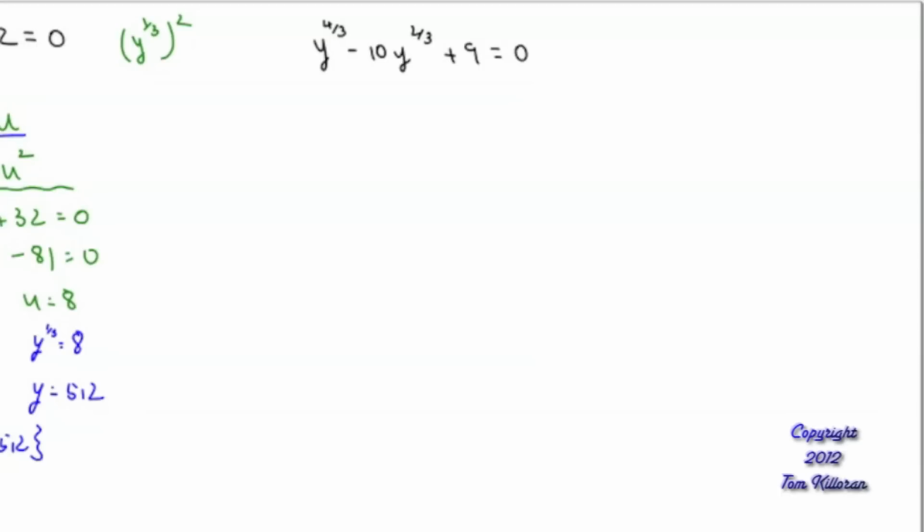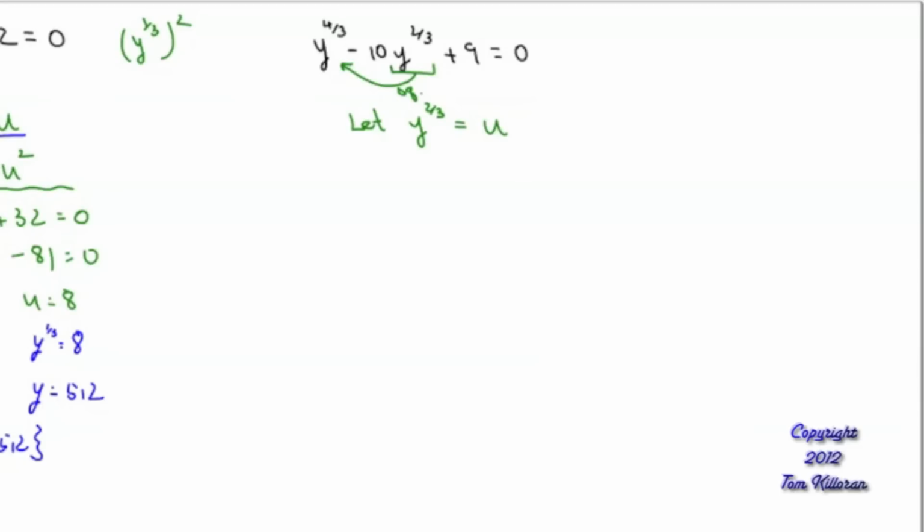So first step, is this quadratic form? In other words, if I take this middle variable and I square it, do I get the first variable? Notice I'm not talking anything about the coefficients. I'm talking about variables here. So when you square y to the 2/3, do you get y to the 4/3? Yeah, power to a power. 2/3 times 2 is 4/3. So that works. So then you let y to the 2/3, your middle variable, get replaced with u.